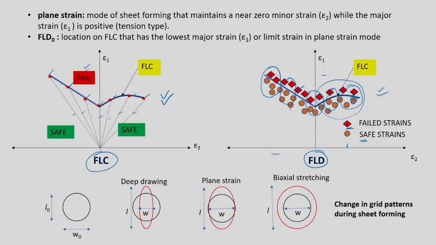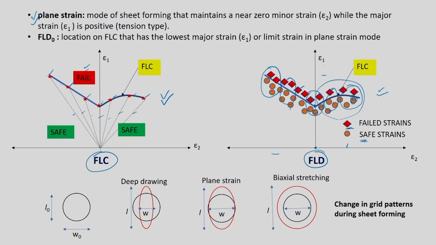Plane strain mode of deformation we also know already. It's a mode of deformation or forming that maintains near zero minor strain or zero minor strain. So epsilon 2 is 0, which means this entire y-axis. Any limit strain on the y-axis, for example this red point or these orange points, is actually closer to plane strain. In this case you will see a positive major strain and zero minor strain. So minor strain is positive on this side, zero on this side, and negative on this side: biaxial stretching, plane strain, deep drawing mode of deformation.